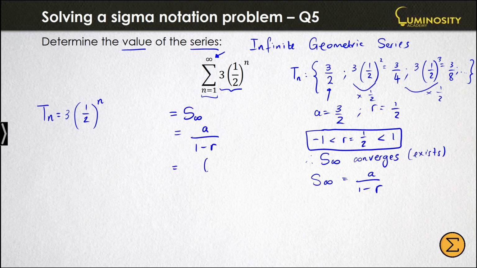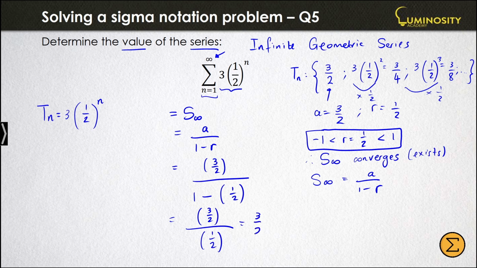Our a in this case was 3 over 2, all over 1 minus r, which was a half. So let's do some arithmetic there. In the numerator, I have 3 over 2. In my denominator, I have 1 minus a half, which is a half. When you divide by a fraction, you multiply by its reciprocal. So the reciprocal of 1 over 2 is 2 over 1. And therefore, those 2's will cancel into each other, and you're left with 3 divided by 1, which is 3. So this infinite series converges and is equal to 3.